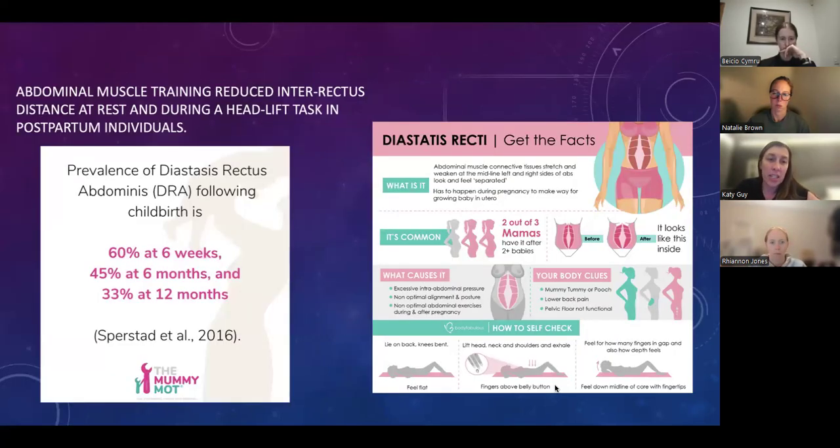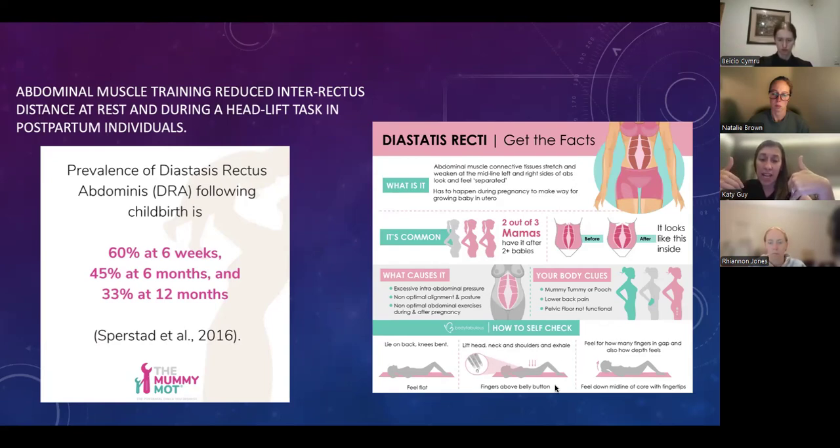I mentioned diastasis rectus earlier. That's where you get that separation of your tummy muscles down the middle, and it is not an uncommon thing. 60% of women will still have it at 6 weeks, 45% at 6 months, and 33% at 12 months. It's basically caused by increased pressure in your abdomen, and where your muscles meet, it just stretches and they've separated out.